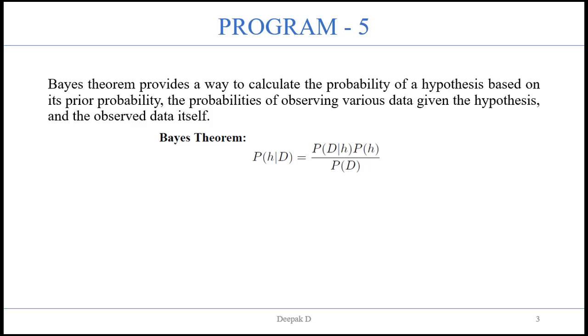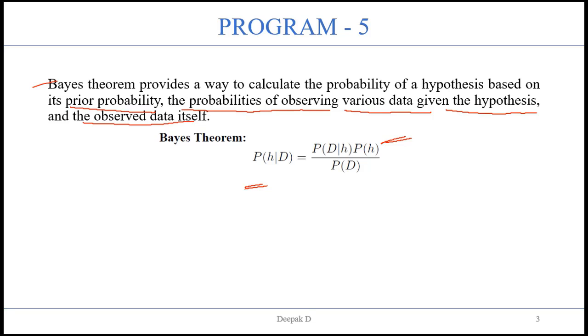Bayes' theorem provides a way to calculate the probability of a hypothesis based upon its prior probability, the probability of observing various data given the hypothesis, and the observed data itself. You can see the theorem in this notation. Here the probability of H, that is P(H), is called the prior probability of H, which reflects any background knowledge about the chance that H is correct.